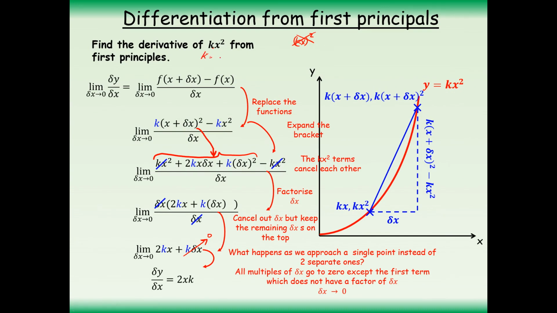Now, if you want to test it out for yourself, let's say k is equal to 4, so our y is 4x squared. So what it says is that the gradient function f dash is 2x times k, which is 4. So this is actually, in one of the examples, 8x. So our gradient function will be that.